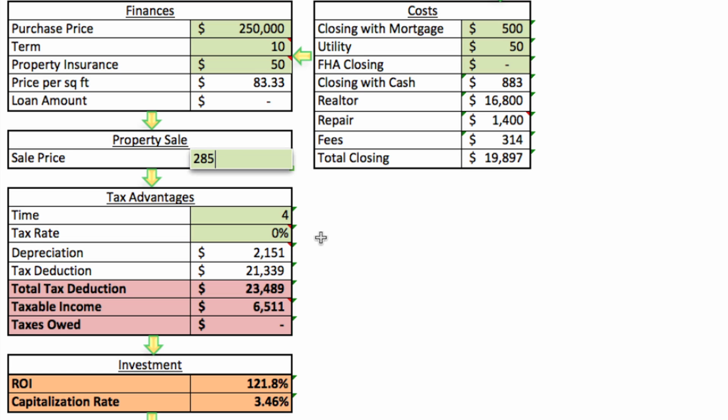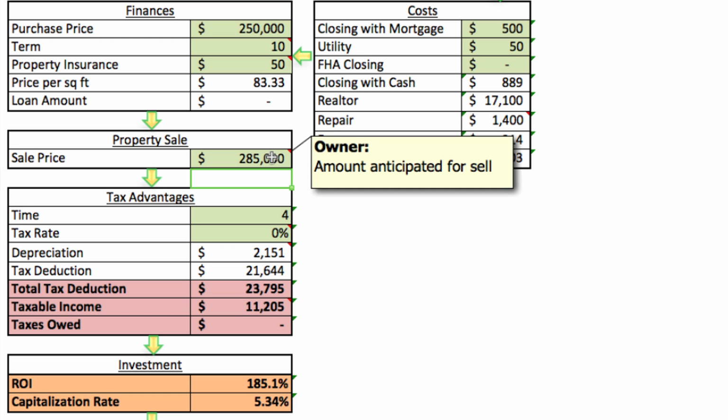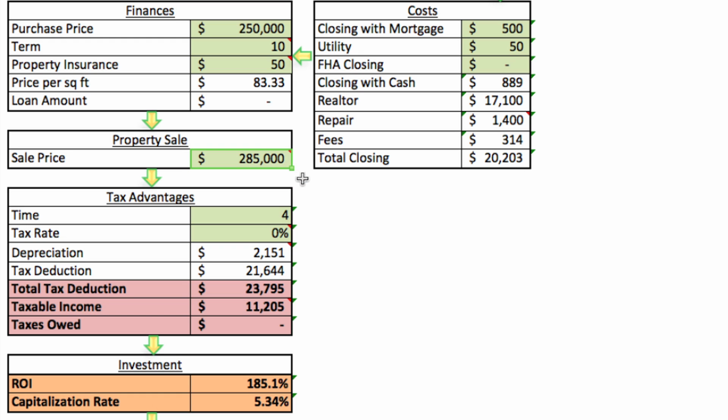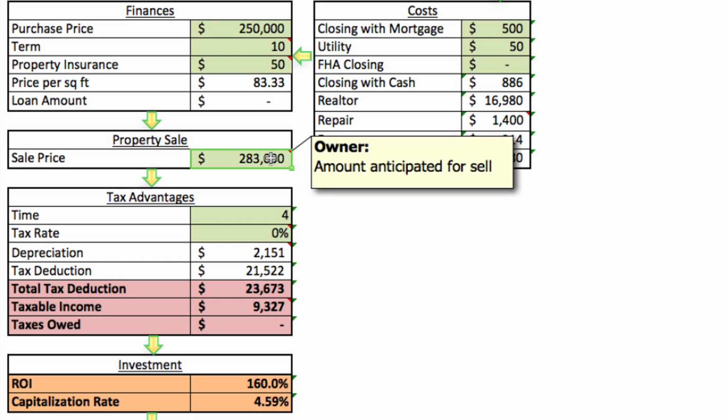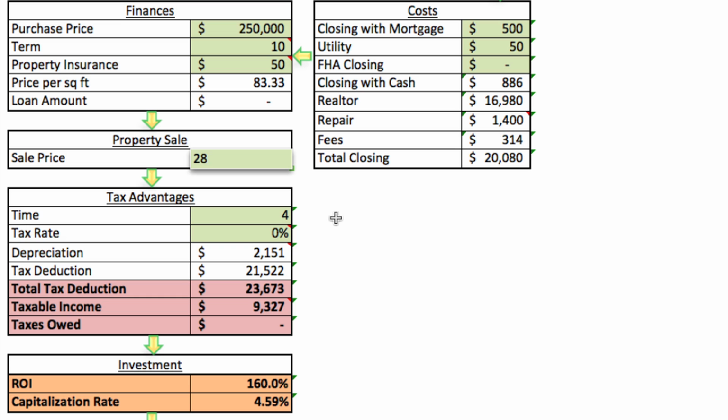Let's go to 285. Okay, now we're at 185%. So we know we've actually gone beyond what we would need to sell the property at to acquire 150% at least. Let's go to 283. Okay, we're at 160%. Let's go to 282.